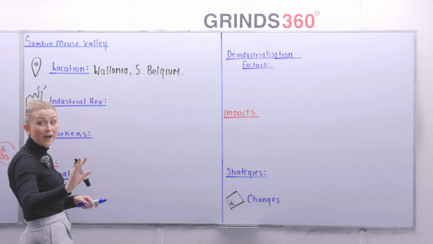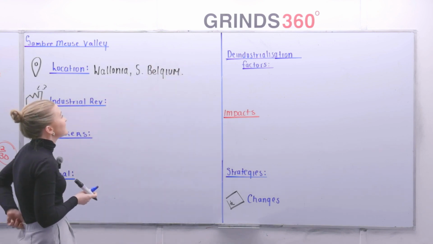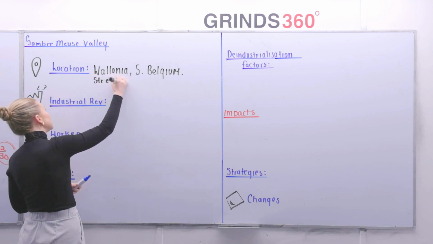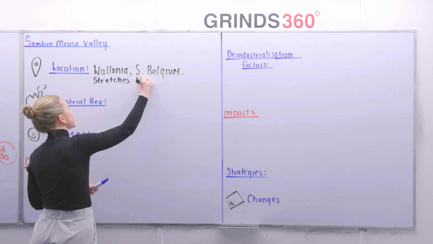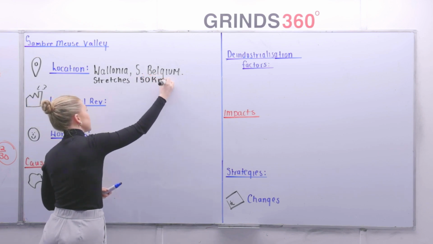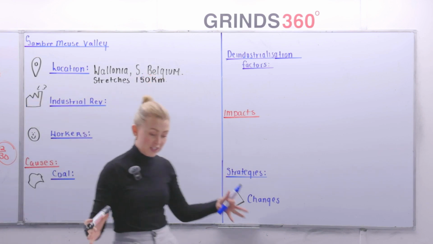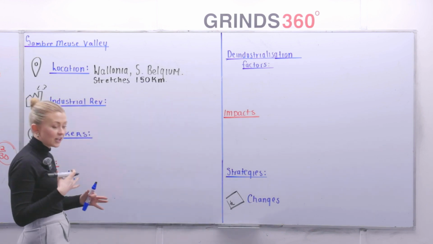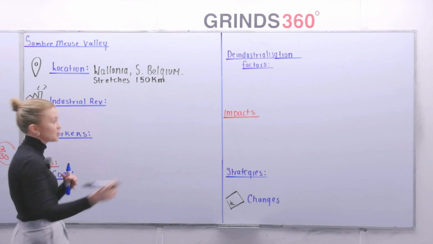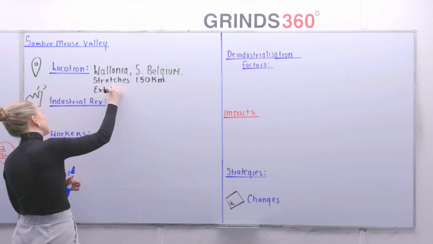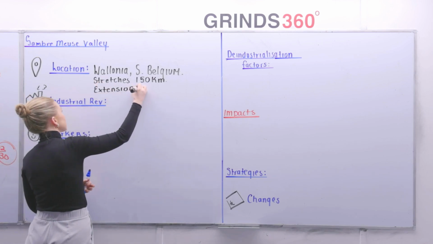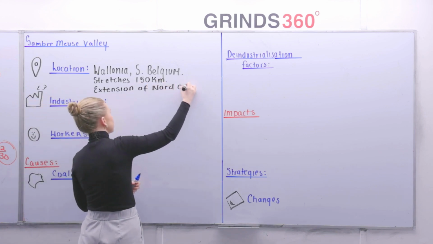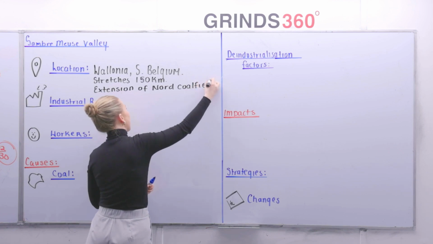Number 1, three facts here about its location. Secondly, what do we know? It stretches 150 kilometres from northern France to Liège. And thirdly and finally, what is it an extension of? It's an extension of the North coalfields of France.